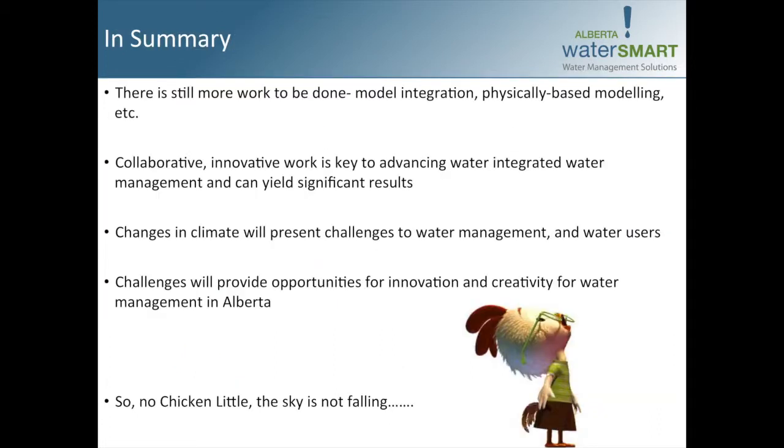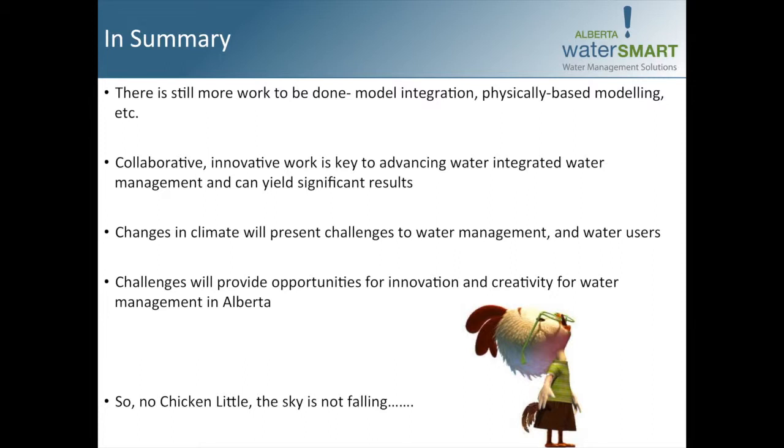So just in summary, there's still a lot of work to be done. This is only a couple of years worth of work. There's model integration, there's physically based modeling. Collaborative, innovative work is key in terms of advancing integrated water management and can yield significant results. When you work together with people and you get different perspectives in the room, people start learning, people start thinking differently, and when you get different lenses on different problems, sometimes you start getting better solutions.